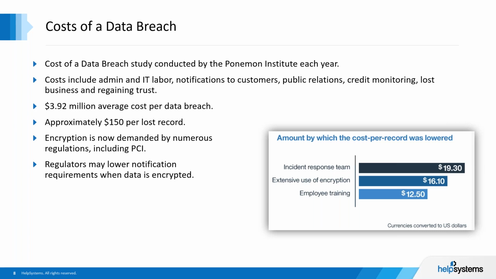Having an incident response team trained in ways to react to the potential of a security incident is the most impactful, but encryption definitely has a major impact as well. And something even as simple as employee training on how to recognize phishing attacks, for example, or questionable emails or applications can have a very noticeable impact in a positive way on the cost of a data breach.